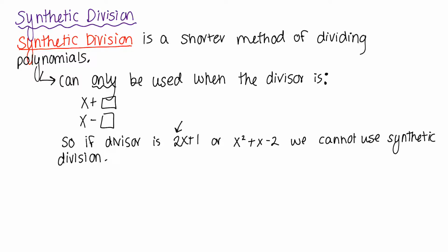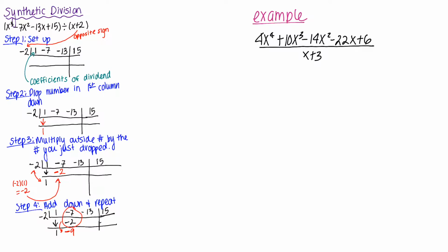So it can only be used if your divisor is of the form x plus a number or x minus a number. So if there's a number in front of the x, like 2x plus 1, you can't use synthetic division. If you have a square in your divisor, you can't use synthetic division. It has to be in one of these forms. So let's go ahead and look at doing an example. You'll notice over on the side here, I've done a short step-by-step process.